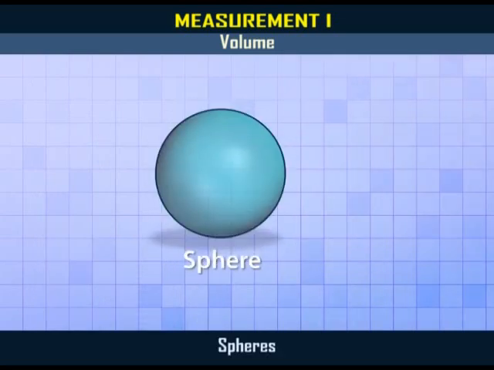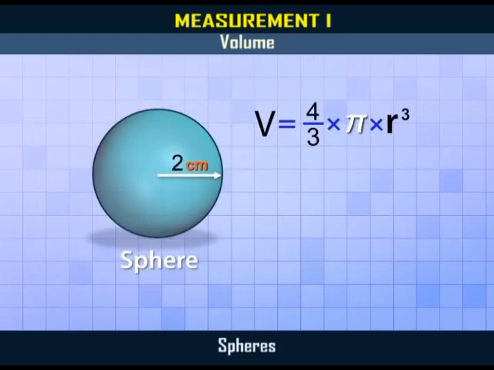Here is a sphere with a radius of 2 centimeters. That's the only dimension we need in order to find volume. Our formula: volume is equal to 4 over 3 times pi times radius cubed. Cubing the radius means we multiply it by itself 3 times. So 2 centimeters times 2 centimeters times 2 centimeters gives us 8 cubic centimeters.